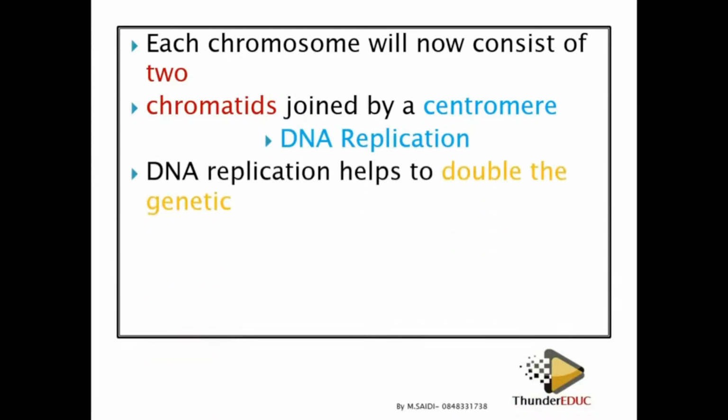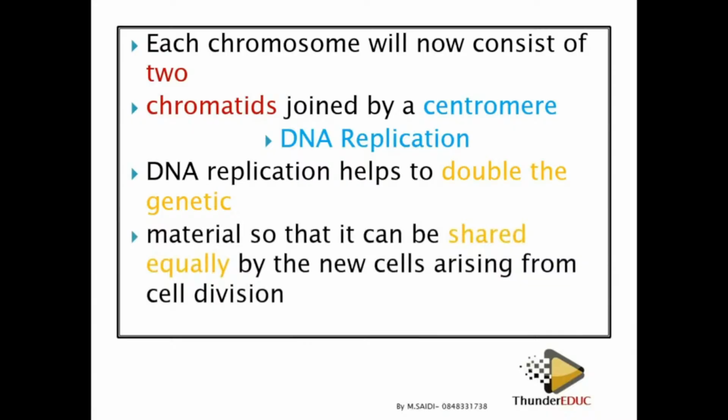DNA replication. What happens in DNA replication? DNA replication helps to double the genetic material, to double the chromosome number. As I said, we don't say it increases the chromosome number. If we ask a question, it increases the chromosome number from what to what, so we need to say that it doubles the chromosome number or genetic material. So that the genetic material can be shared equally by the new cells arising from the cell division. It means that the new cells which are going to be formed are going to have the content.